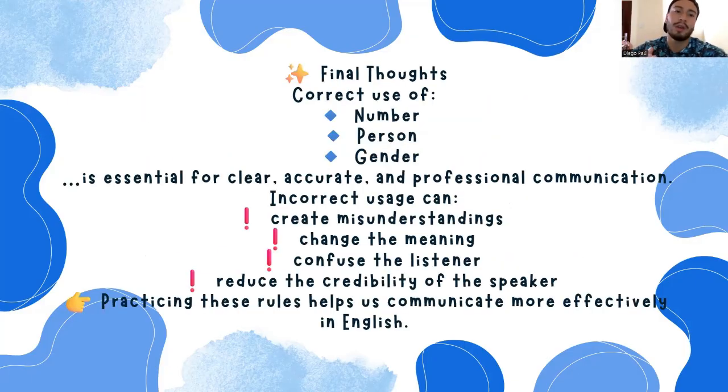So, to conclude, using number, person, and gender correctly is essential for clear communication. Errors in this area can cause confusion, change the meaning of a sentence, or make the message sound unclear. So, practicing these rules helps us express our ideas accurately and improve the overall quality of our English.